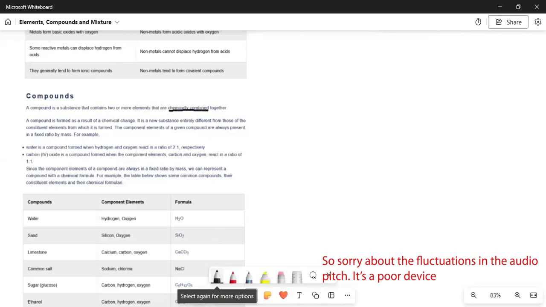When we say things are chemically combined, that means there's a reaction between them to produce a new substance that is totally different from the substances that you combine. So once that happens, then you can say that the substances are chemically combined. So a compound is what? A substance that contains two or more elements that are chemically combined together.